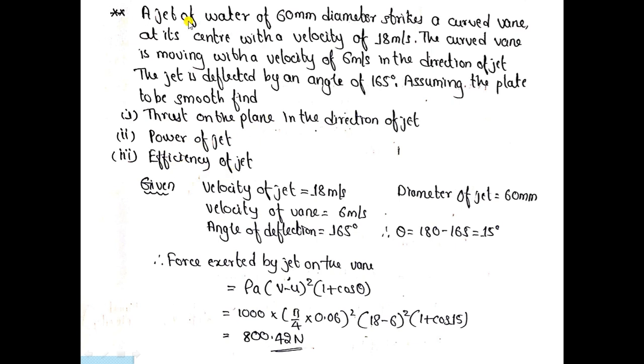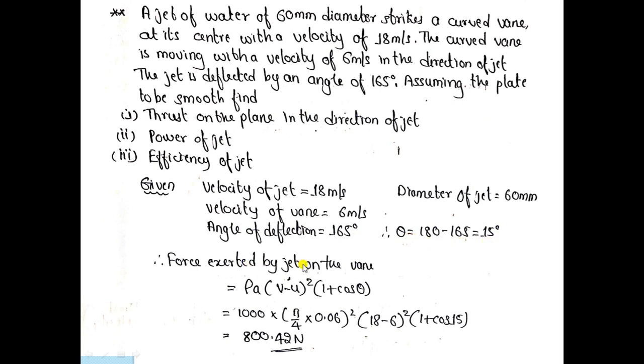If you go through the problem, you will come to know the velocity of the jet is given, which is 18 meters per second. The diameter of the jet is mentioned, which is 60 millimeters. The velocity of the vane is mentioned, which is 6 meters per second, and the angle of deflection has been given as 165 degrees. So, theta will be equal to 180 minus the angle of deflection, which is 15 degrees.